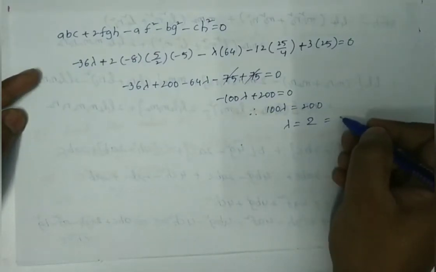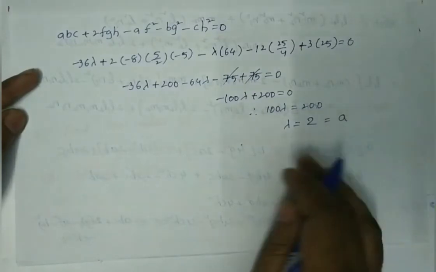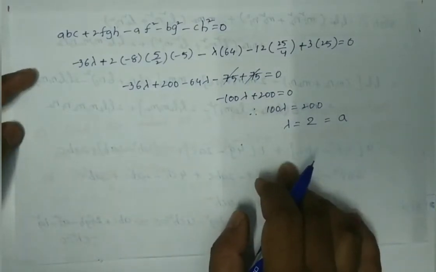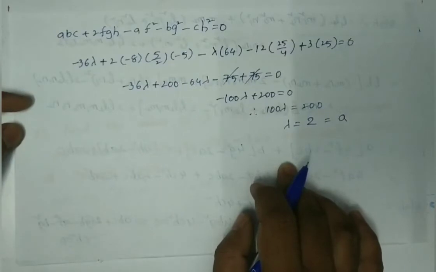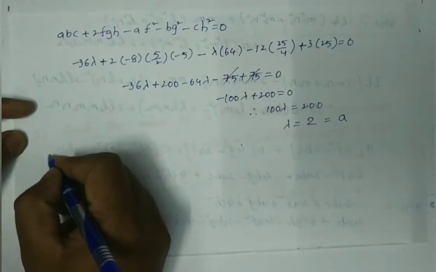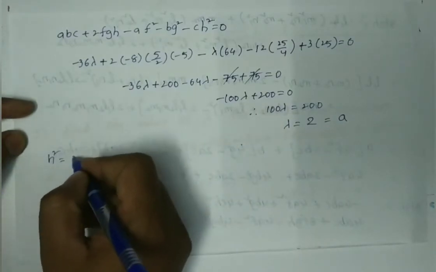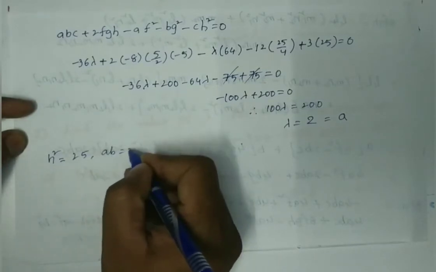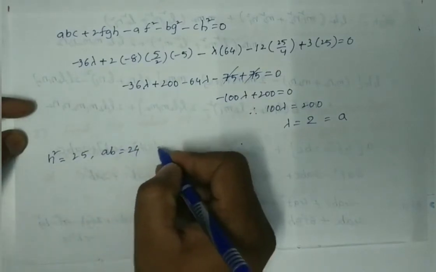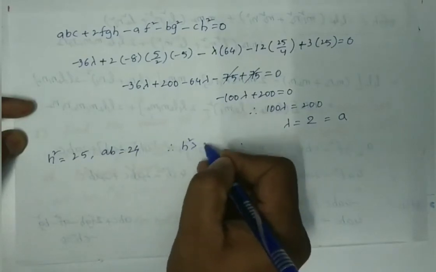So we can say that a is also 2 because lambda is equal to a. Okay, so now let us check other conditions which are h square greater than or equal to ab, g square greater than or equal to ac, f square greater than or equal to bc. Now h square is nothing but 25, ab is nothing but 24. Therefore h square greater than ab.